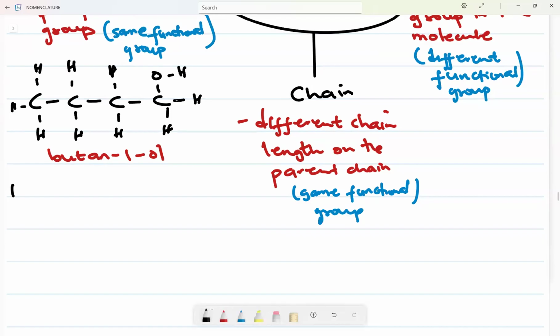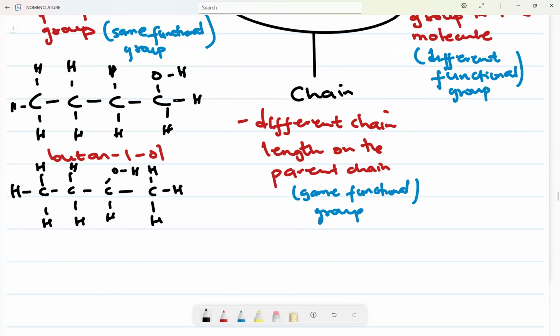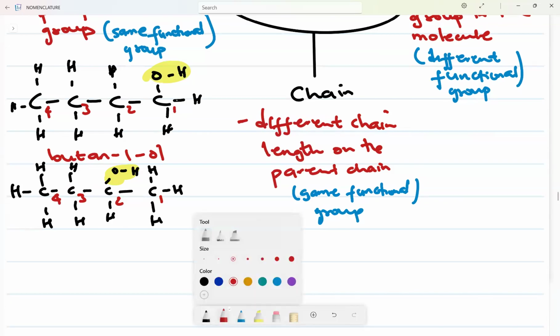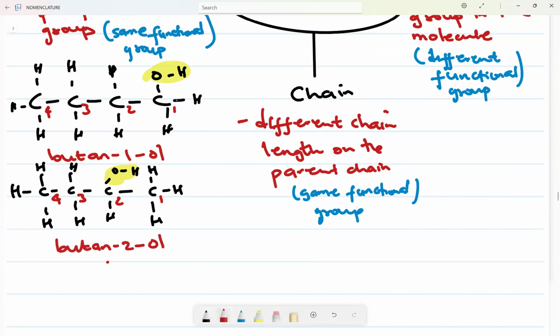Why? Because can you see I'm changing the position of the functional group, but of the same functional group. I want you to take note of that. It was on carbon number 1, but here it is on carbon number 2. Let's do our counting: 1, 2, 3, 4. So it means butan-1-ol is a positional isomer of butan-2-ol.